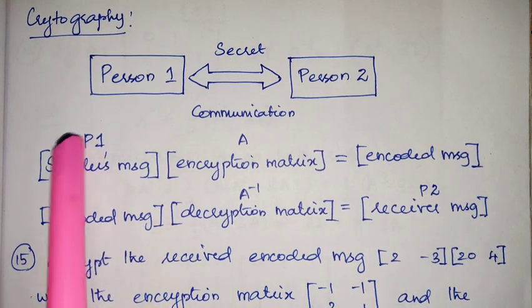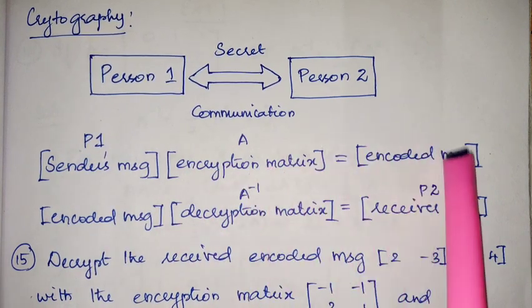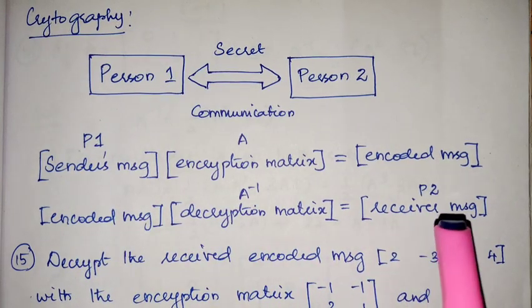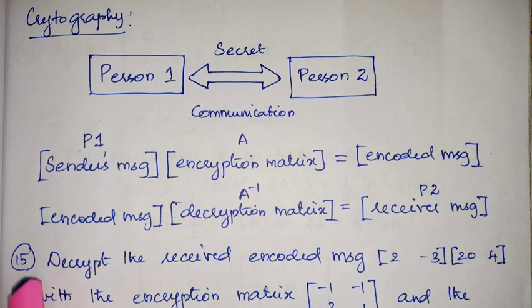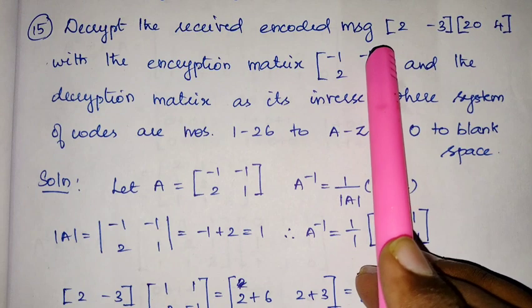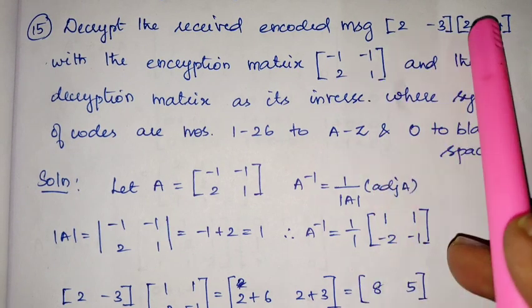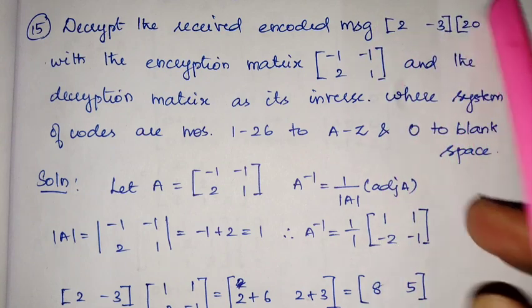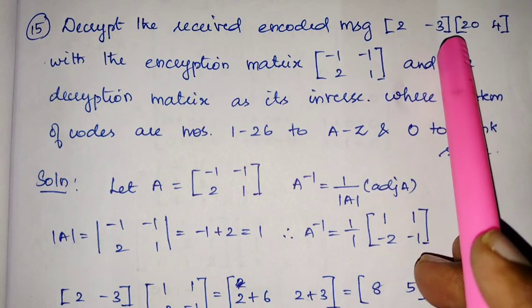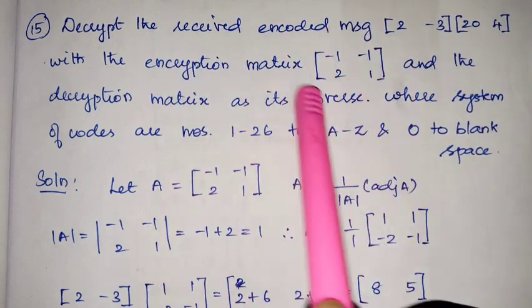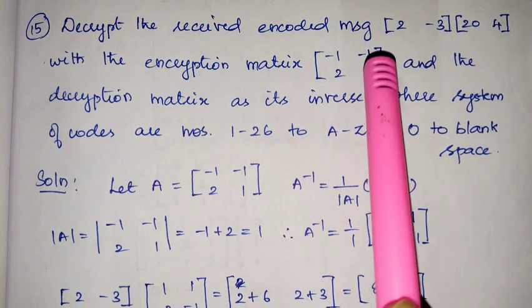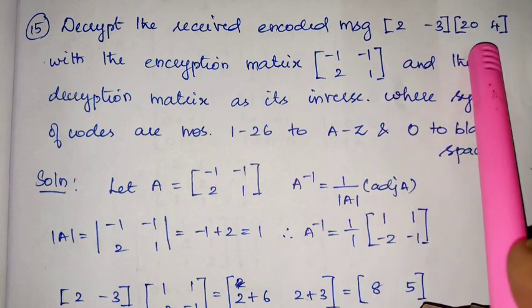For example, if this is hello, when you multiply this hello message with the encryption matrix, you will get some different message, and that will be multiplied with the decryption matrix, and you will get hello back. Using that, we are going to solve sum number 15. Decrypt the received encoded message. From person 1, maybe we can consider this is the converted message sent. Now we have to find the original message. So this encoded message has to be multiplied with the decryption matrix. They have given this as the encryption matrix, and the decryption matrix is nothing but the inverse. So this is A, we have to find A inverse, multiply A inverse with these two matrices, and we will find the answer.